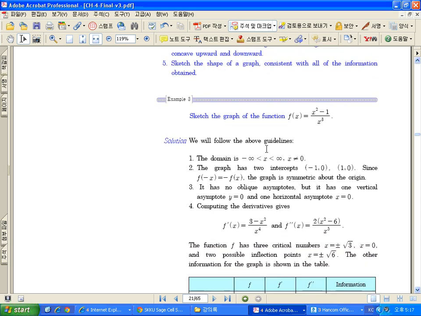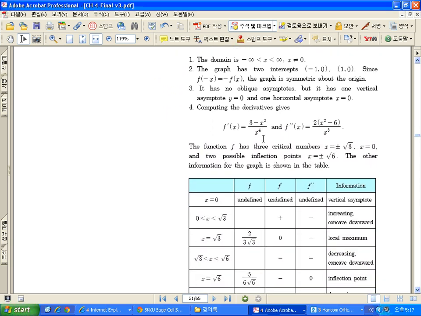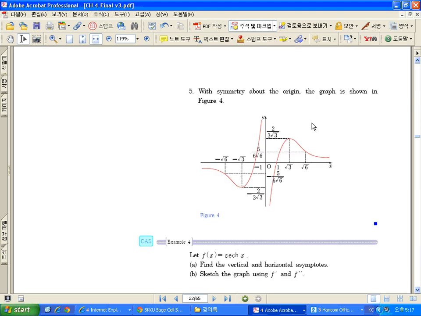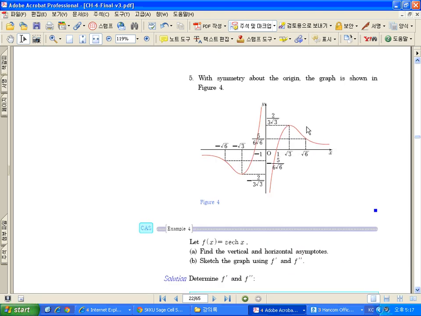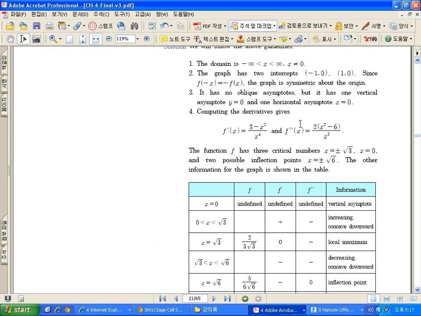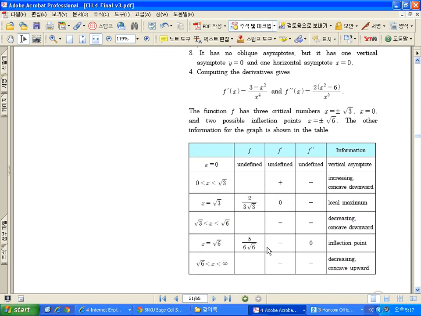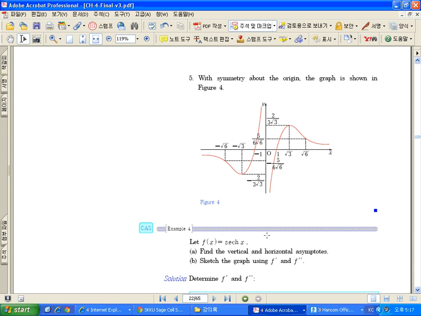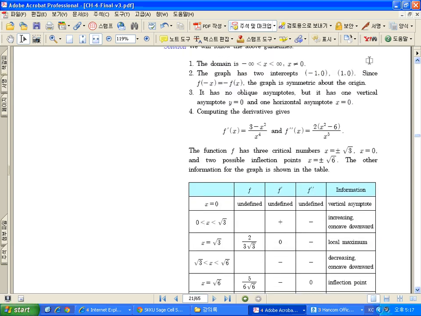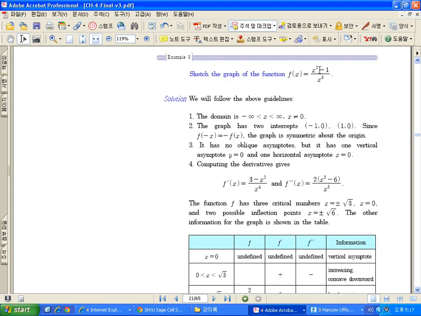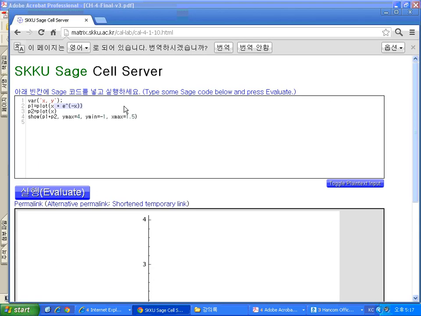Okay, that's the way. This is the table that you're supposed to make to draw it. But actually, I can draw it easily. I can easily draw the graph by just typing x squared minus 1 over x cubed in here. Let me show you.